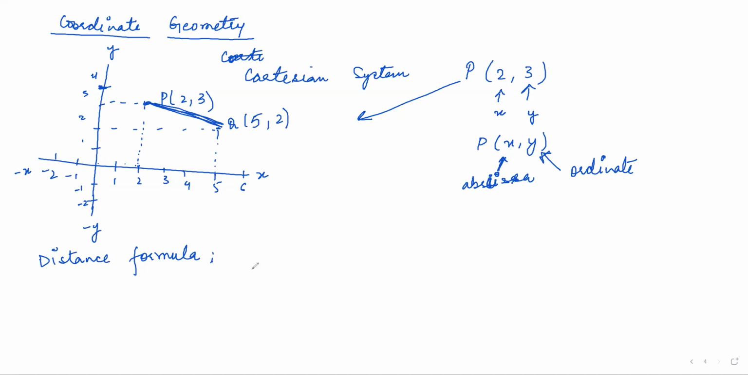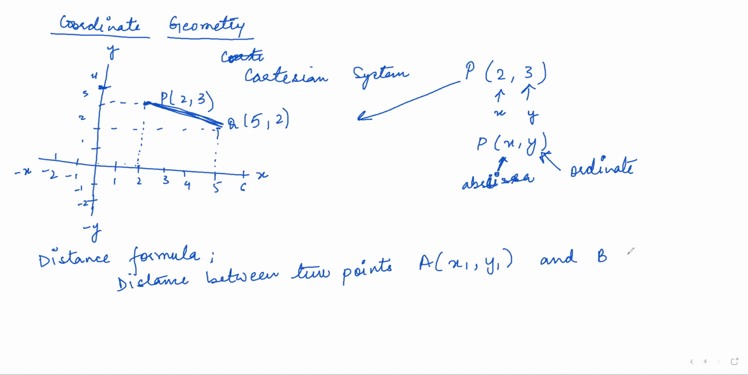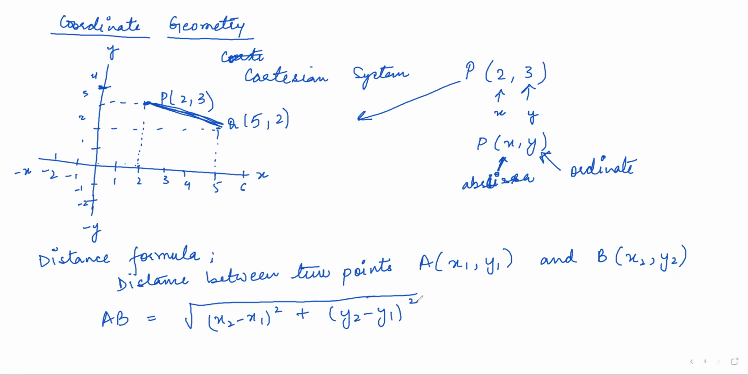Okay. So the distance between 2 points A, whose coordinates are x1 and y1, and B, whose coordinates are x2 and y2, any general points, right? So the formula is that distance AB, so AB means we are finding the distance, is under root x2 minus x1 whole square plus y2 minus y1 whole square. That's it. So the first exercise is based on this formula.